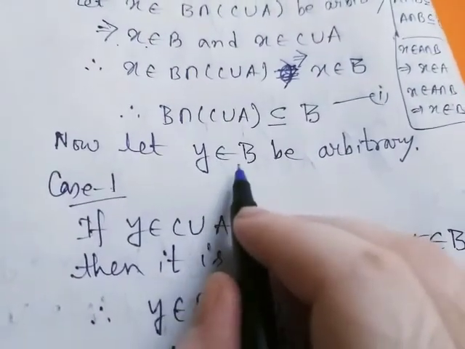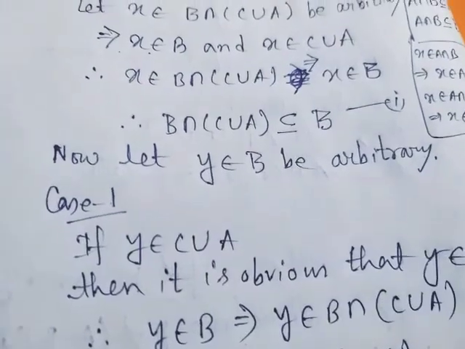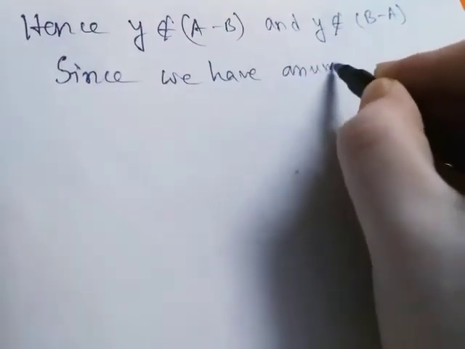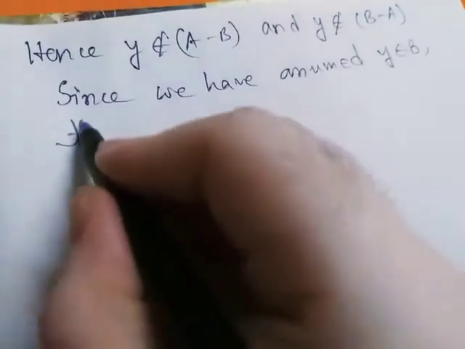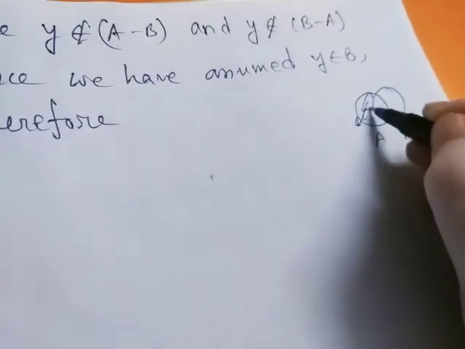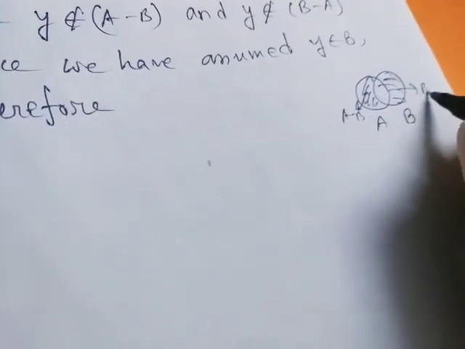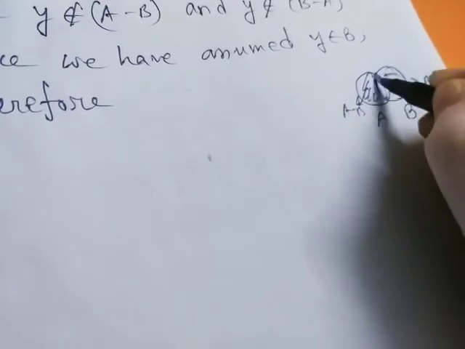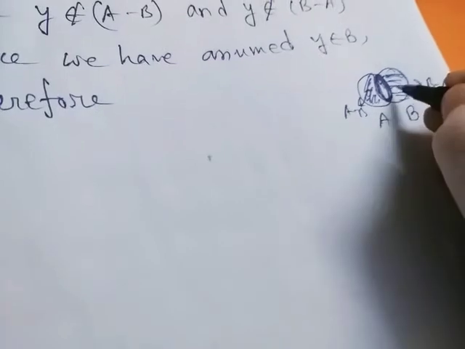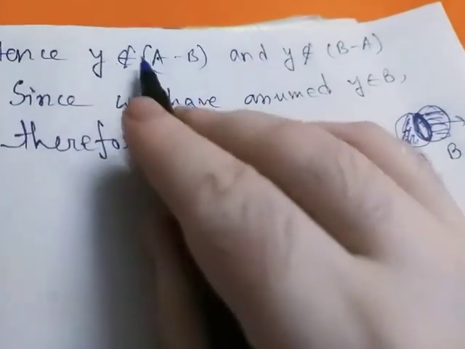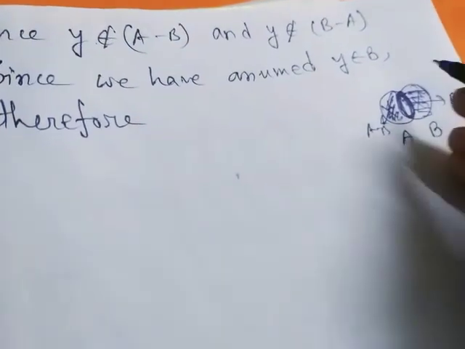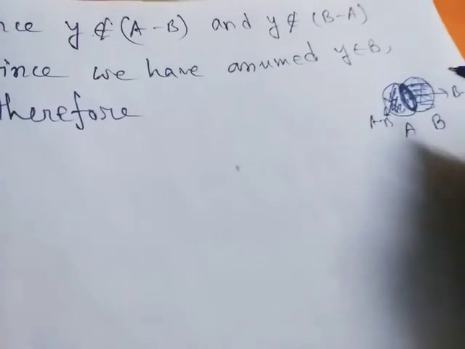Now we start with Y belongs to B. That is, we assumed that Y belongs to B. Now see, this is A, this is B. This is A minus B and this is B minus A. This is A intersection B. This is B minus A, this is A minus B and this is A intersection B. So, now, since Y does not belong to A minus B, Y does not belong to this and Y does not belong to this. But we assume that Y belongs to B. So, obviously Y belongs to this.